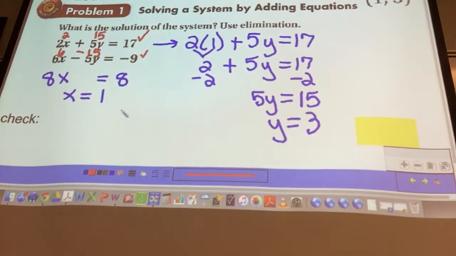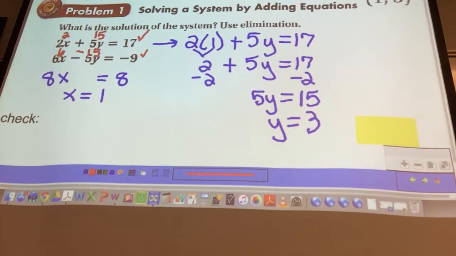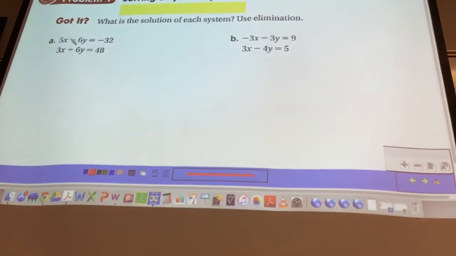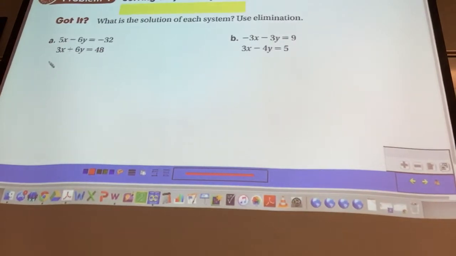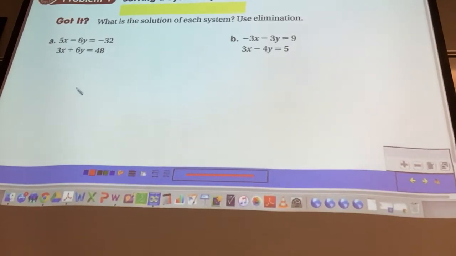Okay, so let's try a couple like these. We're only going to do these easy ones today. So look at your notes that says problem 1. It'll say, got it. These are the ones that we're going to do together. So look at letter A with me and decide which variable is going to go away. Which letter, the x's or the y's? Y. The y's, that's right.